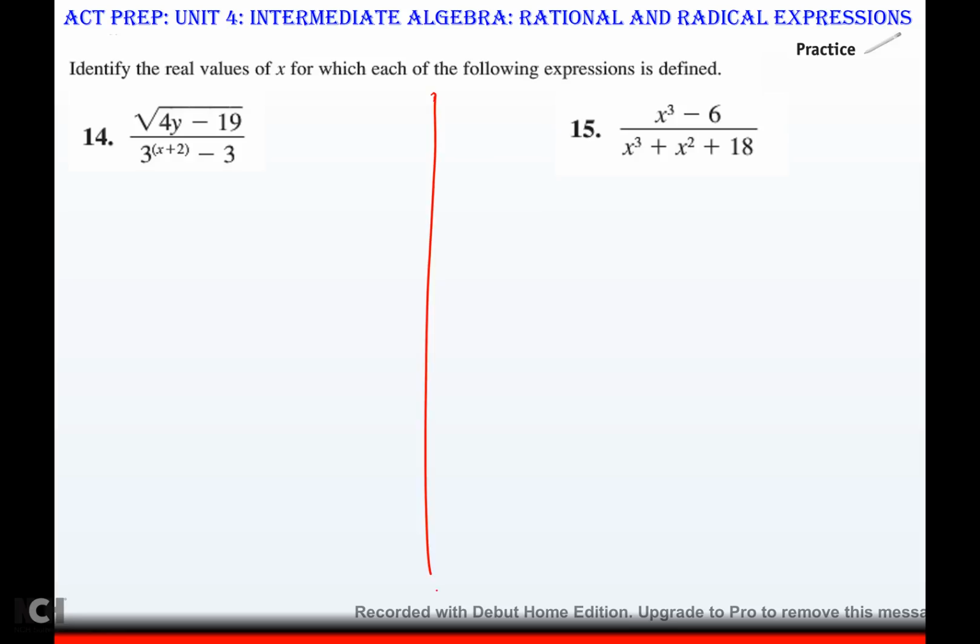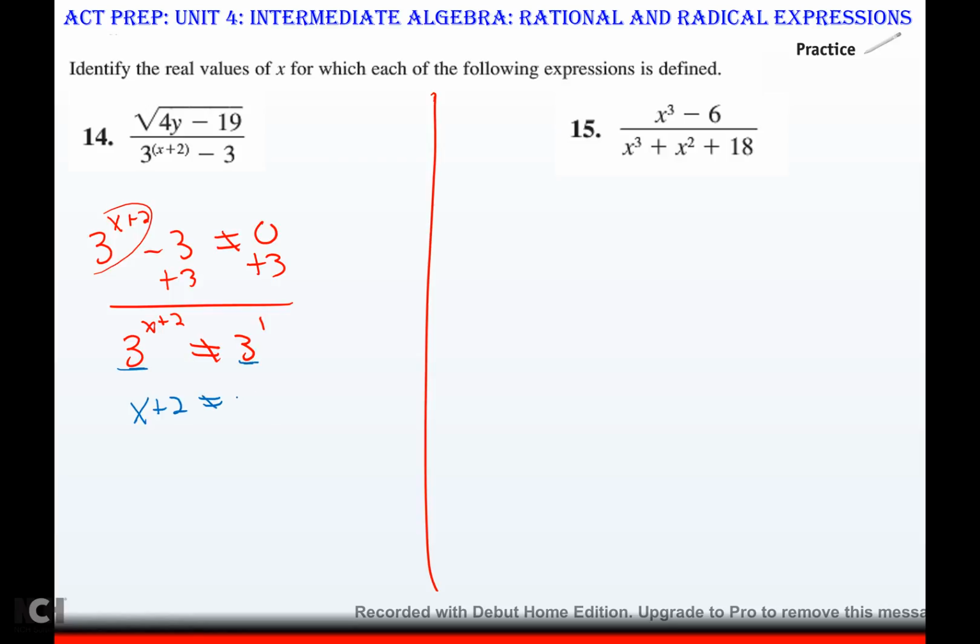Alright, 14 and 15. Again, I take this denominator, 3 to the x plus 2 minus 3 can never equal 0. I'm going to get this alone, so add 3, 3 to the x plus 2 can never equal 3 to the first. And again, we can apply that law that says if the bases are the same, the exponents have to be. So I'm saying x plus 2 can never equal 1. Minus 2, x can never equal -1, which means this is defined for all reals except x equal -1.